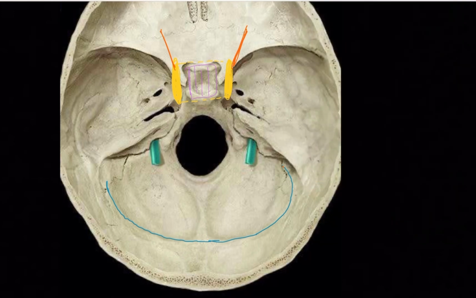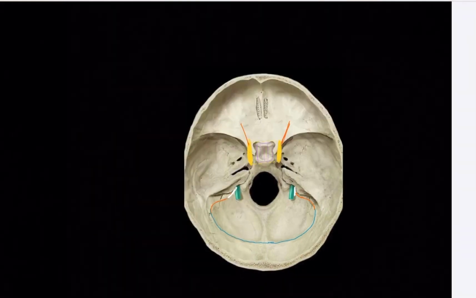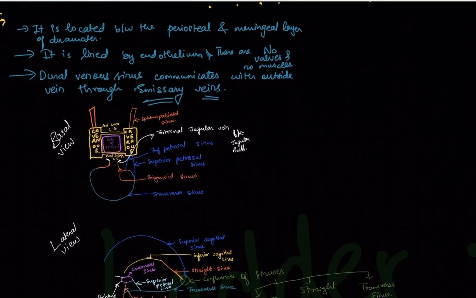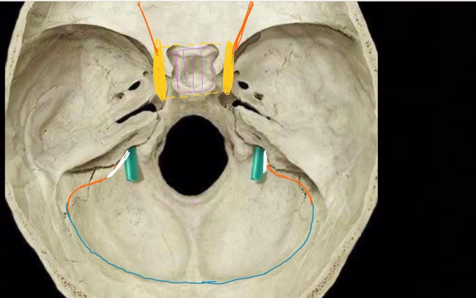Now the sigmoid sinus. This transverse sinus will then turn into the sigmoid sinus. Understood? Then the sigmoid sinus will become what? It will become the jugular vein. I'm not taking that green color structure as internal jugular vein. I'm trying to use the same colors which I've used over here for you to understand it very easily. So this white color part is the internal jugular vein. I'll be naming everything in the last.